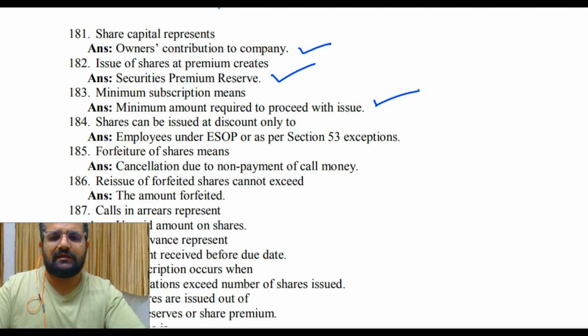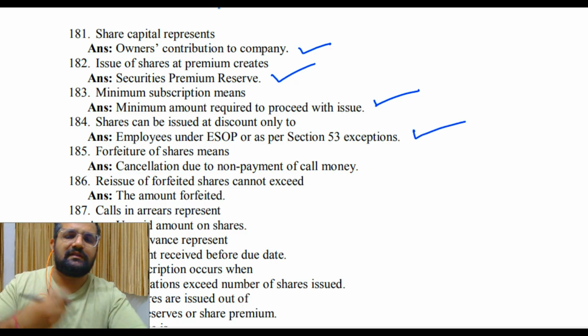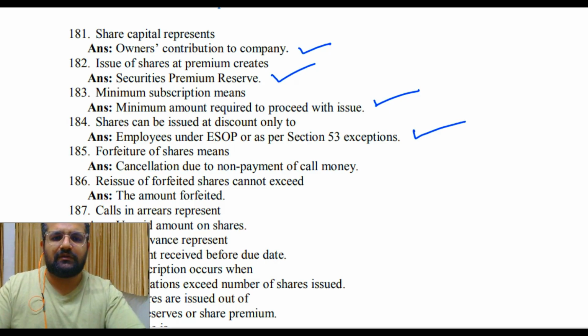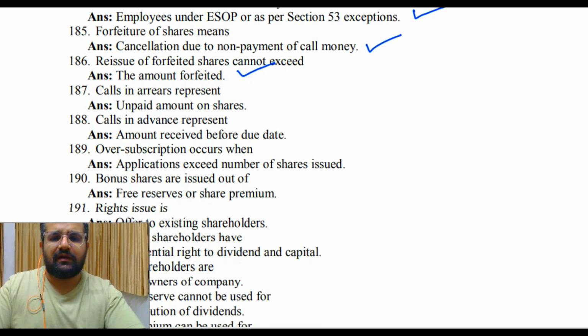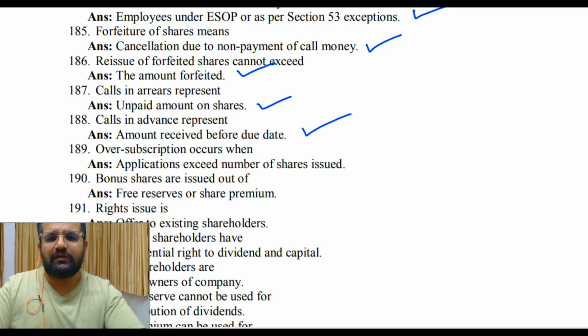Shares can be issued at discount only to employees under ESOP and as per section 53 exceptions. Okay, equity is given along with salary, that is your ESOP. Then forfeiture of shares means cancellation due to non-payment of call money. Reissue of forfeited shares cannot exceed the amount forfeited. Then calls in arrears represent unpaid amount on shares. Calls in advance represent amount received before due date. Oversubscription occurs when applications exceed number of shares issued.